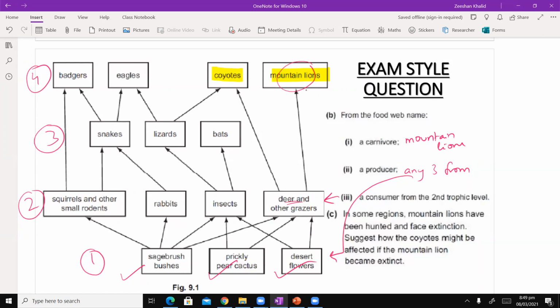I think I got the answer. So if mountain lions get extinct, it becomes less competitive. So the coyotes can find food more easily, and then the number of coyotes increases. Okay, I like the way you put it. Girls, can I have some input, please?